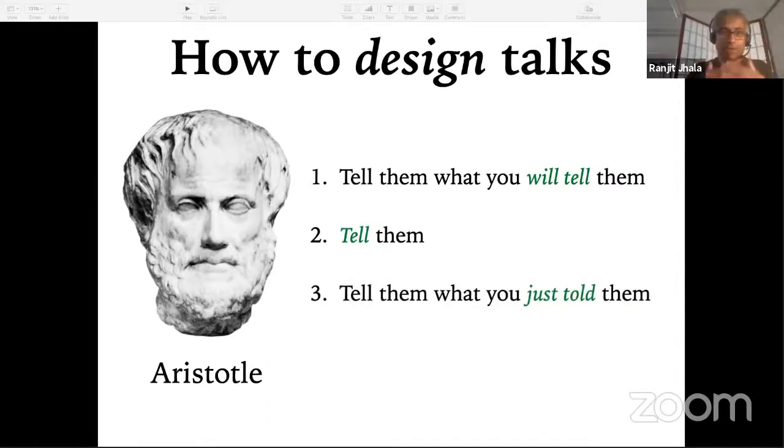Okay, so it's a kind of fault tolerant system. You predict what you're going to tell them, then do the thing, and then you tell them what you just told them. It's a kind of reinforcing thing.